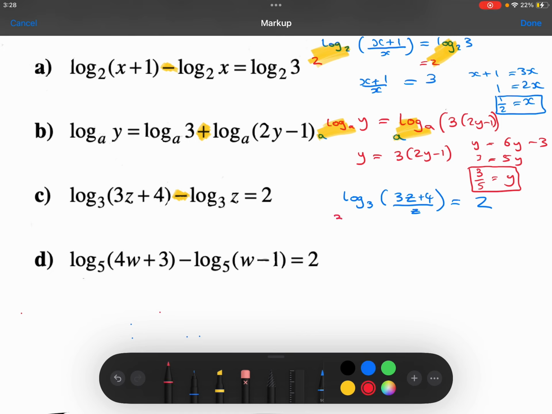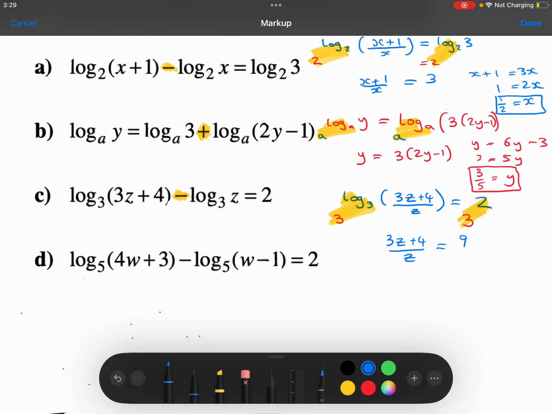So if I did 3 to the power on the left-hand side, that would cancel that logarithm out. I would also have to do 3 to the power on the right-hand side as well, but that's okay, we can deal with that. As I say, those are inverse functions, so they're going to cancel out. So that's just going to leave me with the 3z plus 4 over z. On the right-hand side, I've got 3 to the power 2, or 3 squared, which is 9.